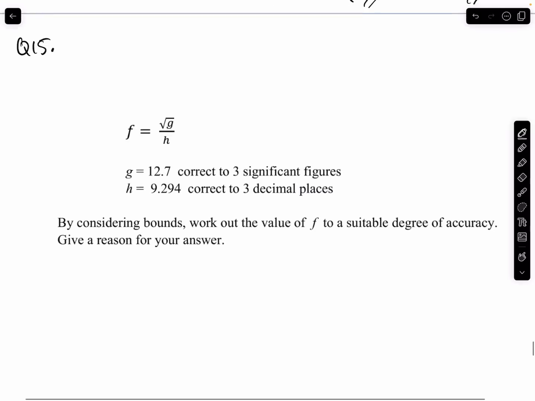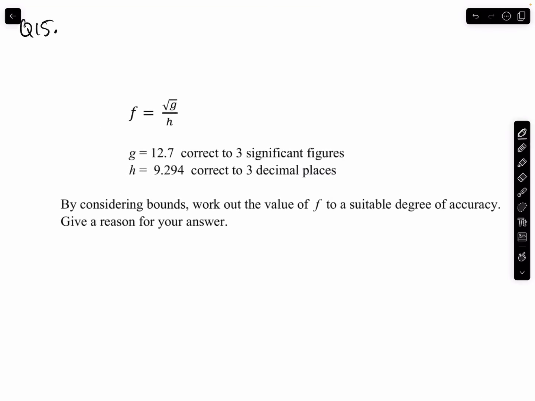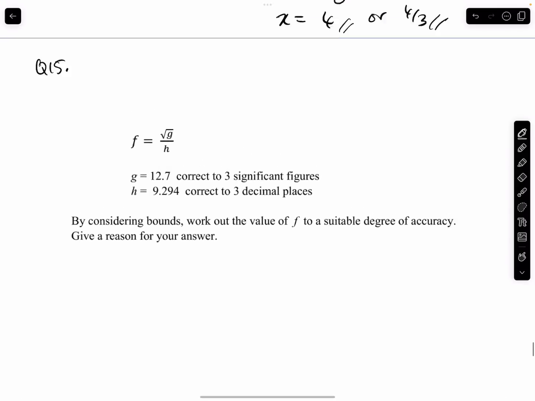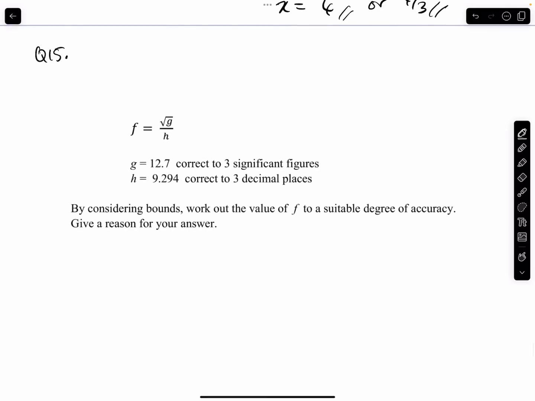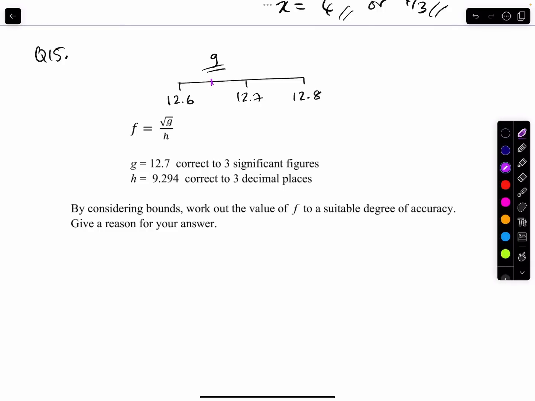Okay, moving on. Question 15, we have a bounds question. So you've got G and H, which have been rounded to 3SF, and you've got to consider bounds and work out the value of F to a suitable degree of accuracy, giving a reason for your answer. All right, so let's start off with G first. We are going to find the upper and lower bound of G, which is 12.7, and it has been rounded to 3SF, so the next SF will be 12.8. And the one before that, 12.6.